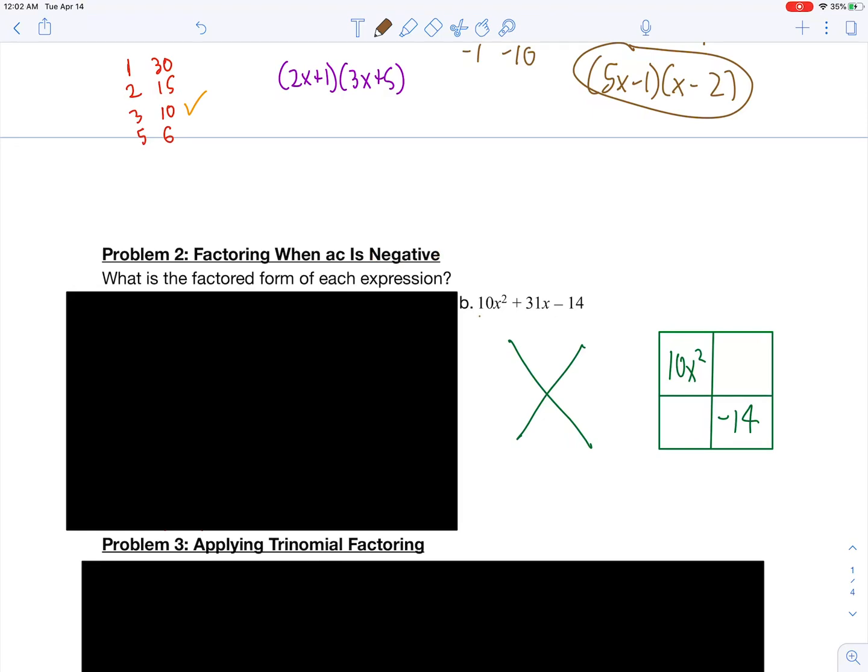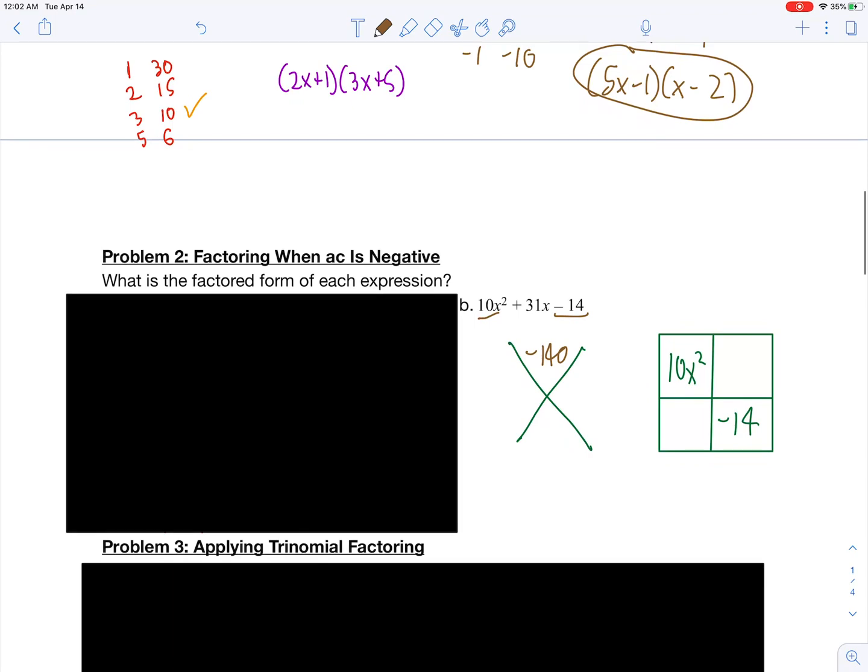So in this case, I do 10 times negative 14. Again, that's going to be my first step every time here. I want to multiply first and last numbers together. In this case, I get negative 140. And we still need to use that middle term. We're going to add that and get a 31. And notice what I've also started with my box here. I noticed that these parts aren't going to change.